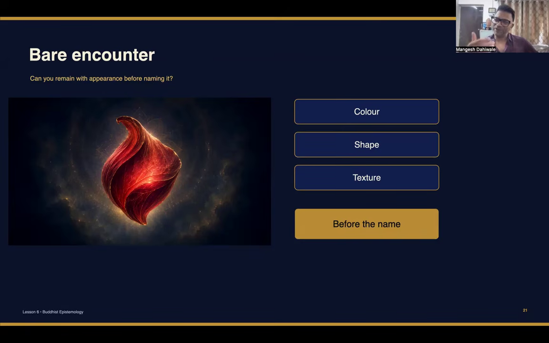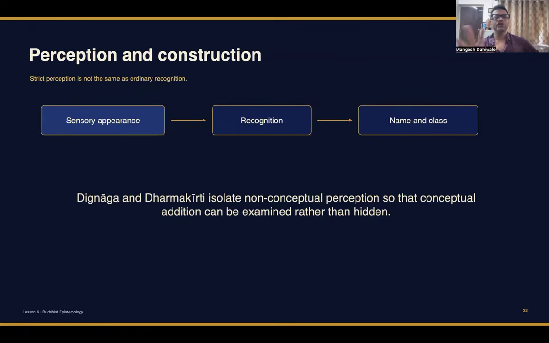So direct perceptions are very powerful. So let's look at perception and construction. Strict perception is not the same as ordinary recognition: sensory appearance, recognition, name and class. There are two kinds of perception. Direct perception, which we can say is non-conceptual perception, so that conceptual addition can be examined rather than hidden. So there, before conceptualizations come into being, we have this direct way of perceiving the world.